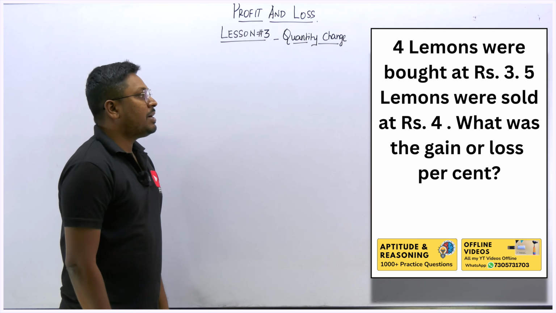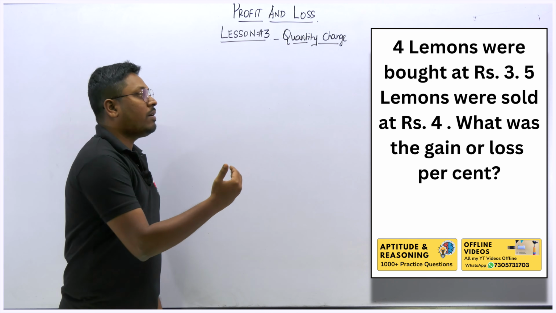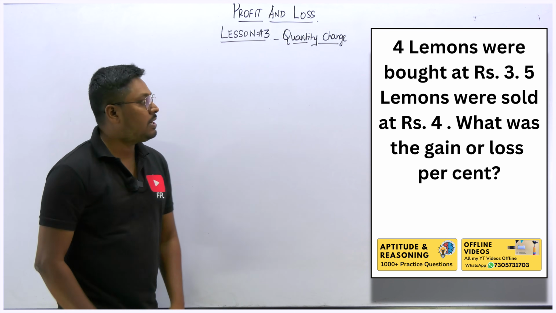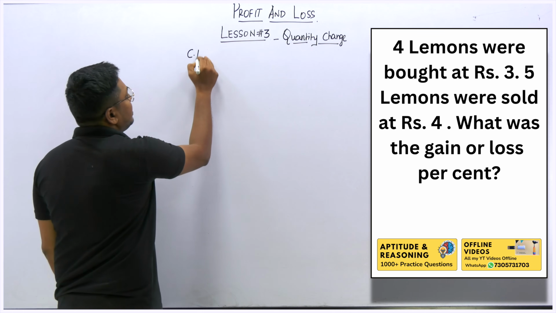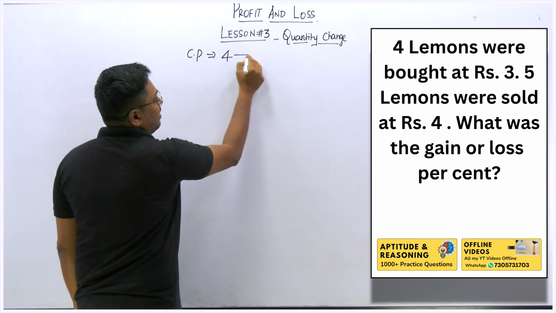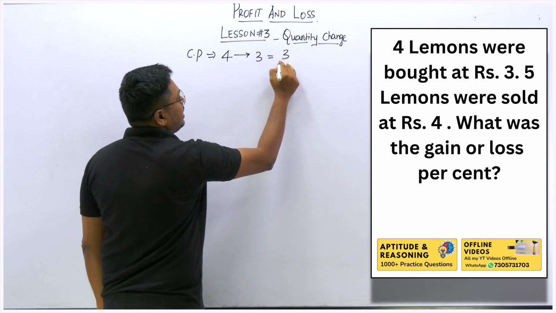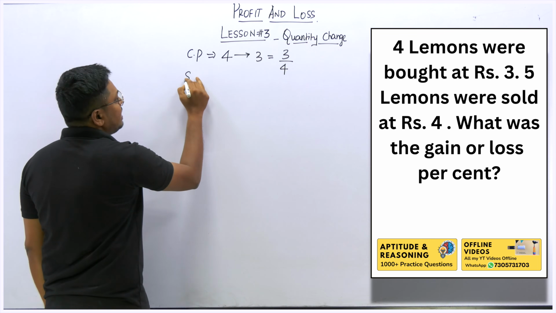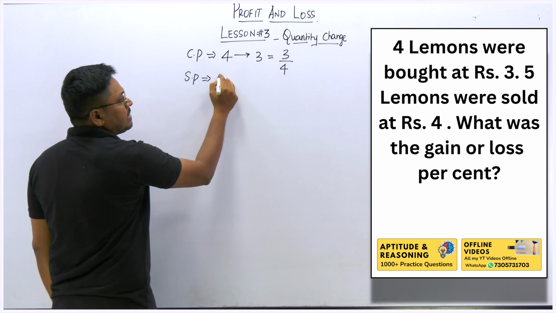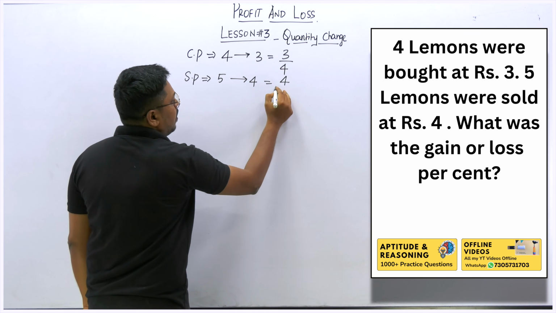So 4 lemons were bought at rupees 3 and 5 lemons were sold at 4. So what is the profit percentage or loss percentage, right? So what is the cost price here? So cost price will be 4 lemons, right? 4 lemons were bought at 3. So we can say that 1 lemon cost price will be 3 by 4. Similarly, the selling price of the lemon. 5 lemons were sold at 4. So what will be the selling price of 1 lemon?